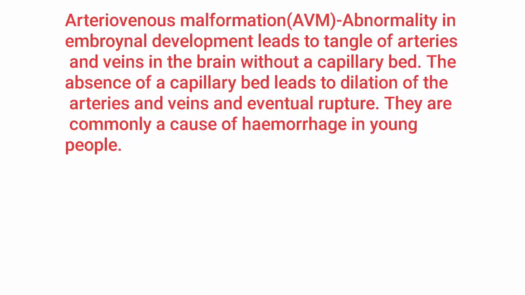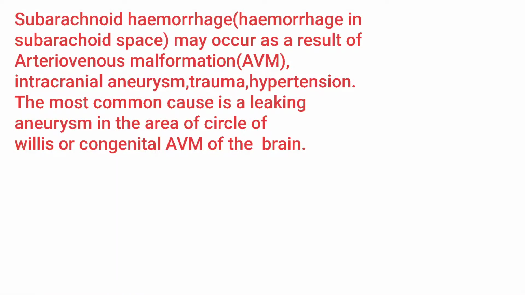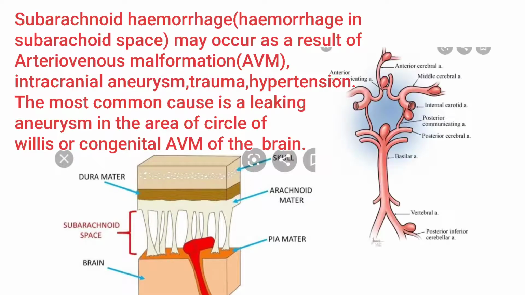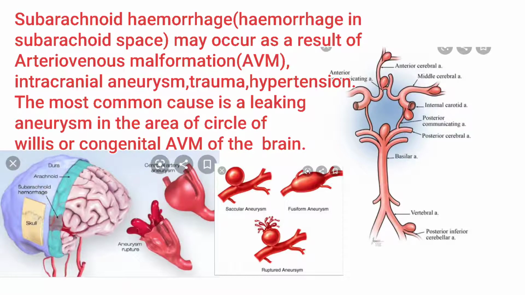So in subarachnoid hemorrhage, that is hemorrhage in the subarachnoid space, it may occur as a result of AVM, which is arteriovenous malformation, intracranial aneurysm, trauma, or hypertension, but the most common cause is a leaking aneurysm. Aneurysm is abnormal dilatation of a blood vessel in the area of the circle of Willis, or a congenital arteriovenous malformation of the brain.